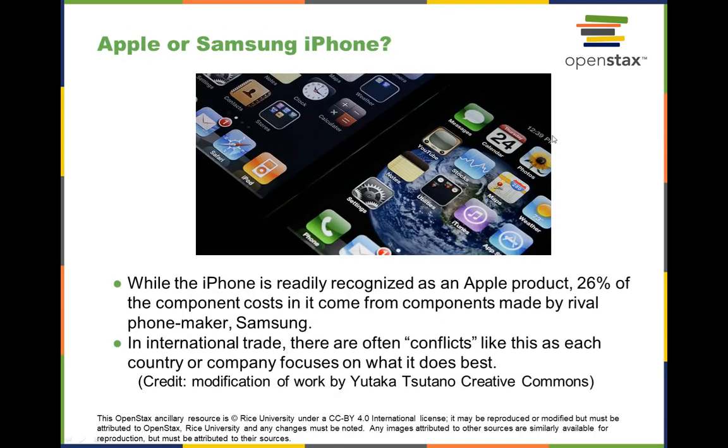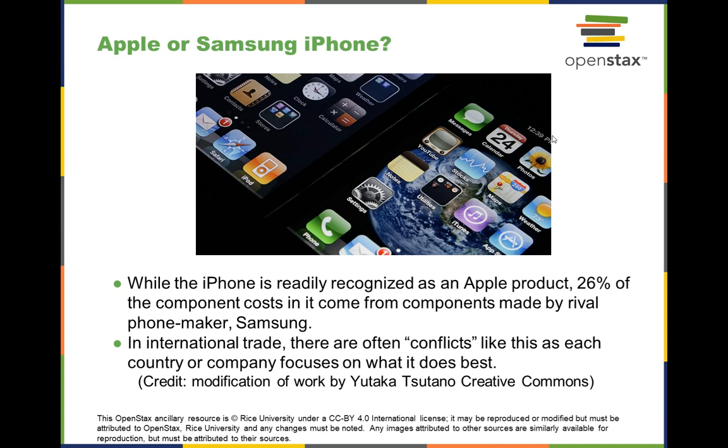A good example of globalization and international trade is cell phones, smartphones in particular, especially things like the iPhone or any type of Google-related phones through Samsung. And 26% of the component costs in it come from components made by rival phone maker Samsung. You might think, oh, really? Over a quarter of it? And it's made from the same places or parts as their opposition.